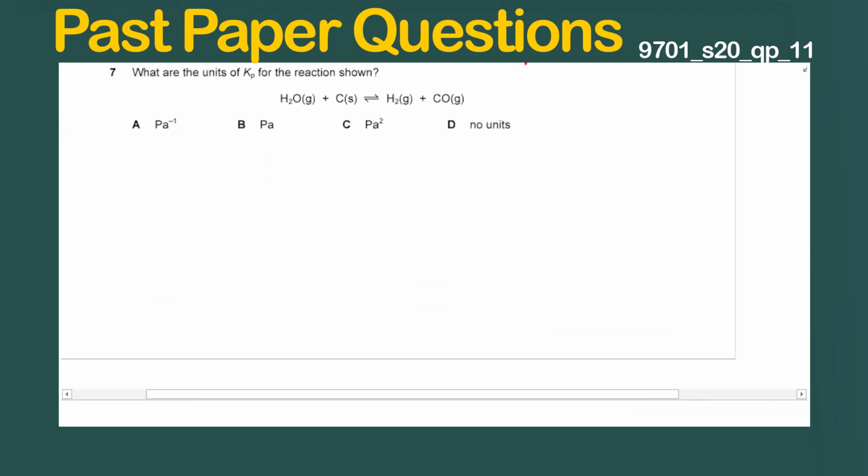In question number 7, the examiner is asking about the units of Kp for this specific reaction. Kp is related to the gaseous reactants and the products. So here we have carbon that is in the solid state, so we are not going to address this one. Let's make the expression for Kp that has pressure of the hydrogen, pressure of the carbon monoxide, because these are the products, products over reactants. This is the formula I'm going to use here.